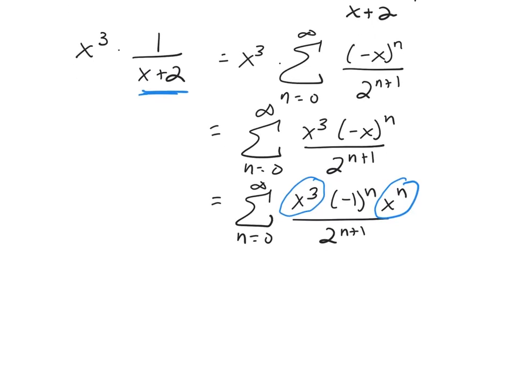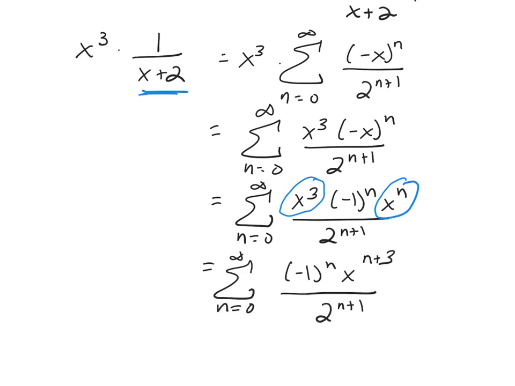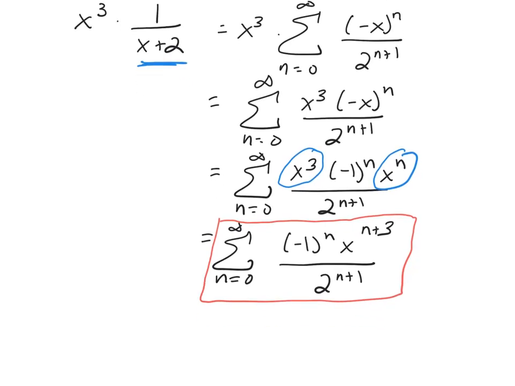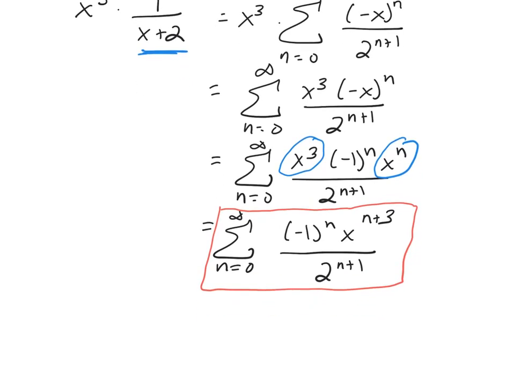Okay, so it looks like the sum, n equals 0 to infinity, of negative 1 to the n, x to the n plus 3, over 2 to the n plus 1. And this would be your power series representation.